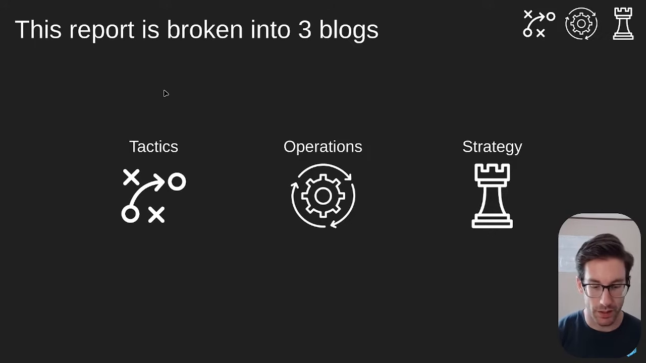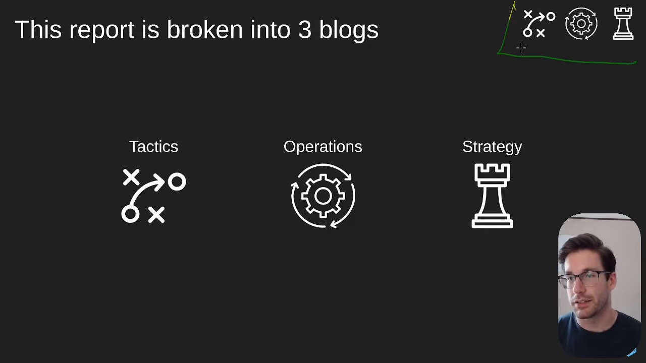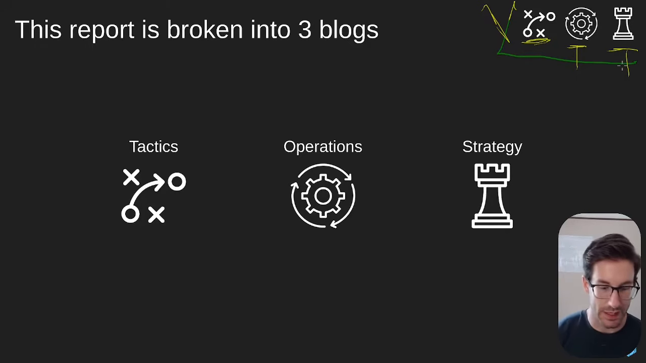Up in the right-hand corner, you'll see some beautiful icons. This is going to show you exactly where we are in our process. If this is bright white, that means we're focusing on tactics. If this is bright white, we're talking about operations. If this is bright white, we're talking about strategy. So it's kind of your guide to the slides.